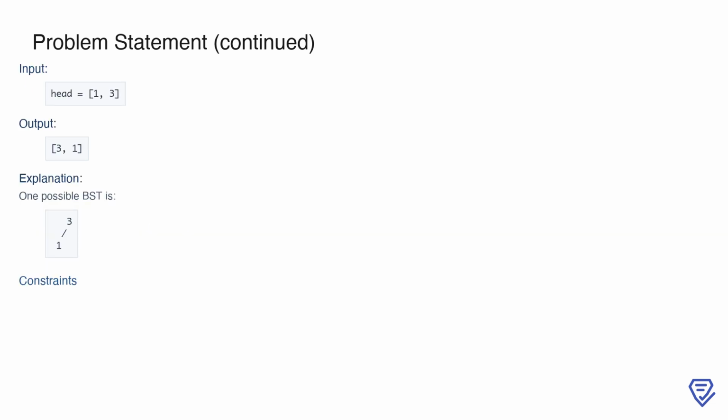In another example, if the input linked list contains just 2 nodes, 1, 3, one possible BST would have 3 as the root, with 1 as its left child. This structure maintains the height-balanced property, as the depth difference between the left and right subtrees of the root is 0. It's important to note that there can be multiple valid BSTs for a given input, but all must adhere to the rules of being height-balanced and preserving the in-order sequence of the input.